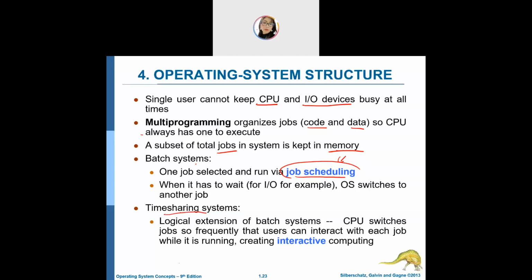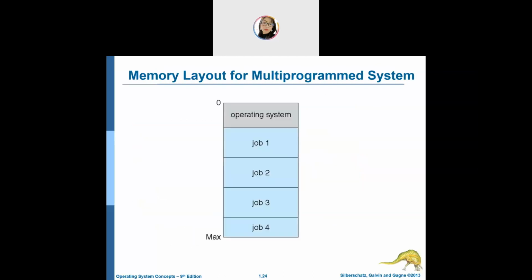Time sharing system, this one is very easy for you to understand. Sometimes you have dual boots, you are having a time sharing system. Sometimes you have multiple computers, but you are referring to a similar time sharing. Memory layout for multi-program system. This one you have the operating system. Might be you are opening your job 1, job 2, job 3, job 4, which are your tasks.